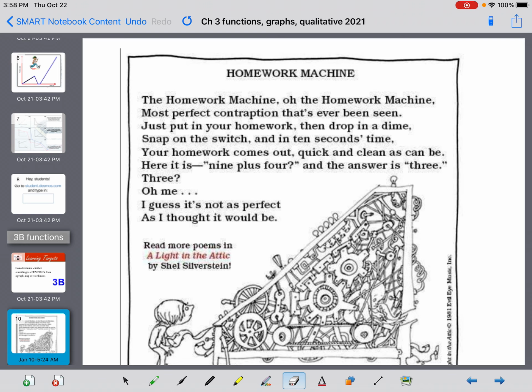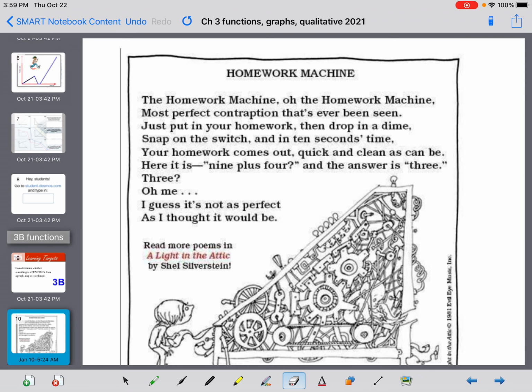The homework machine, oh, the homework machine, the most perfect contraption that's ever been seen. Just put in your homework, then drop in a dime, snap on the switch, and in 10 seconds' time, your homework comes out, quick and clean as can be. Here it is, 9 plus 4, and the answer is 3. 3? Oh, me. I guess it's not as perfect as I thought it would be.